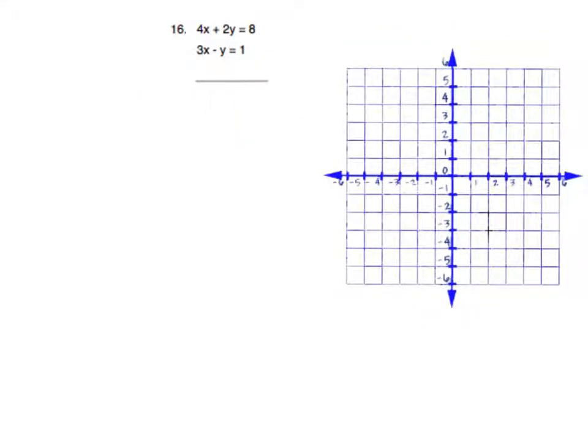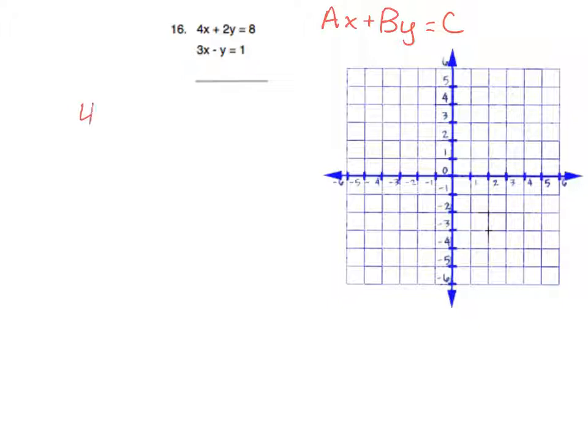Lastly, here we're taking a look at problem number 16. Now these are a little different than the other ones. 16 is in standard form here. Standard form: Ax plus By equals C. Now there's two ways to do this. You can solve it for y and put it back into slope-intercept form, or you can find the intercepts. I'm going to find the intercepts. That comes really easy to me for these types of problems.